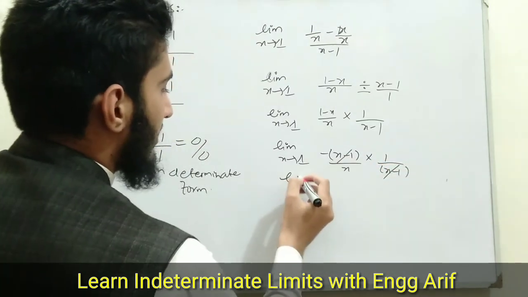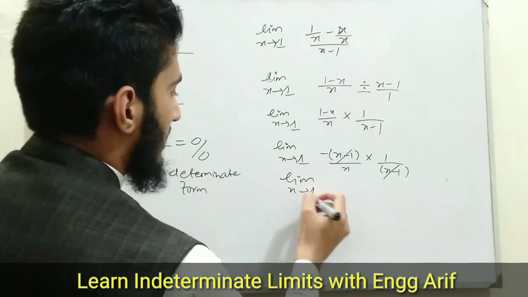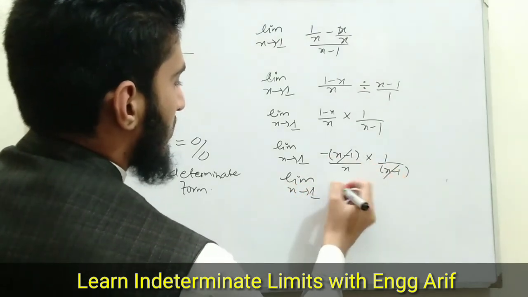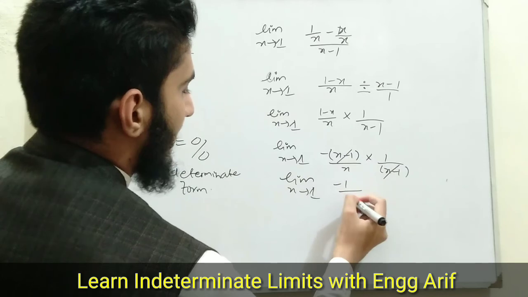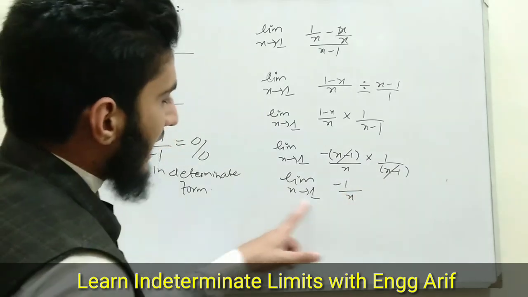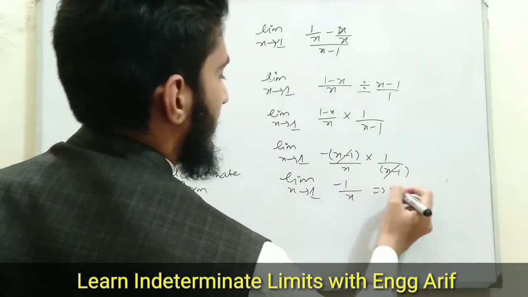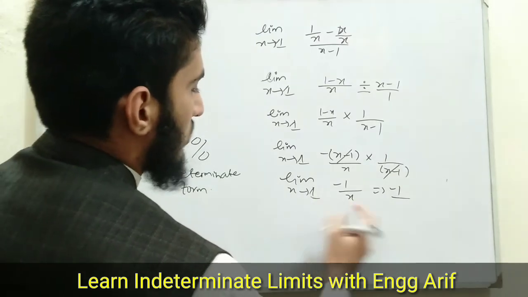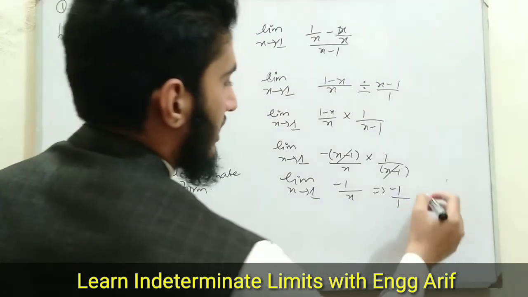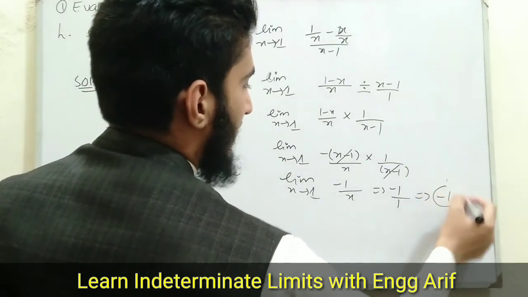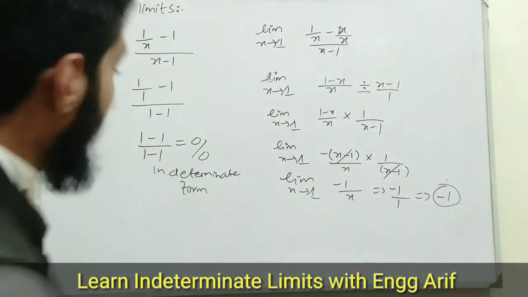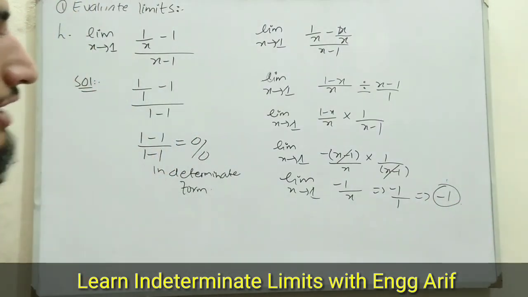We are left with limit x approaches 1 of minus, multiplied by 1, which gives us minus 1, and in the denominator we are left with x. Now applying the limit over here, it becomes minus 1 divided by x, where x is 1, so put 1 over here. It becomes minus 1 divided by 1, so it gives us the result minus 1. So the result to part H of question number 1 is minus 1.